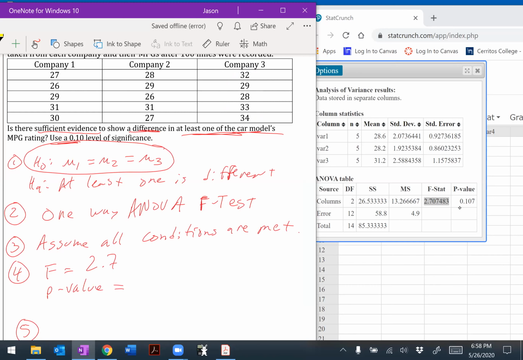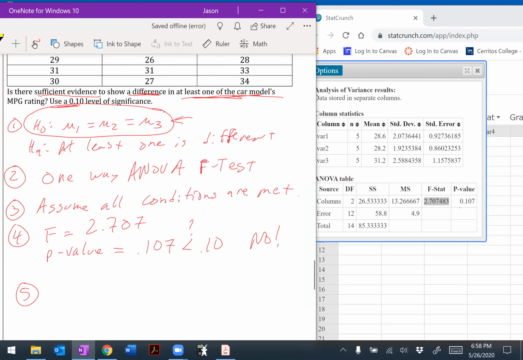The F statistic is 2.707. What's the p-value? It's 0.107. So is this less than 0.10? No, it's not less than 0.10. And so what's our outcome? Our outcome is that we do not reject the null.